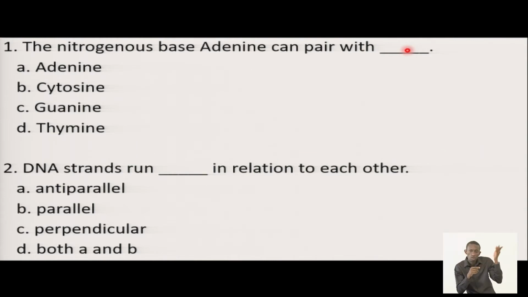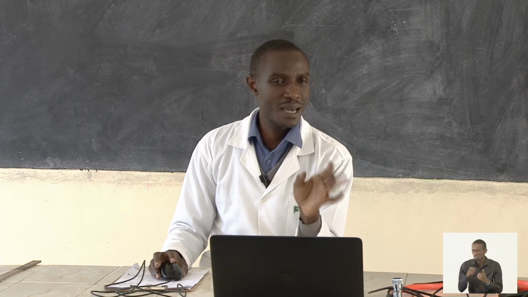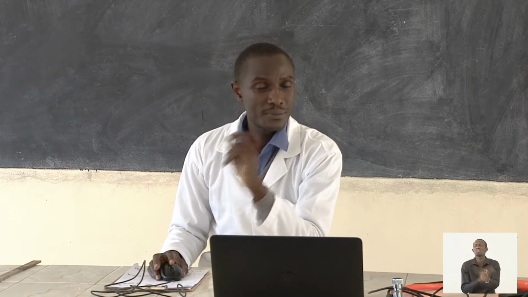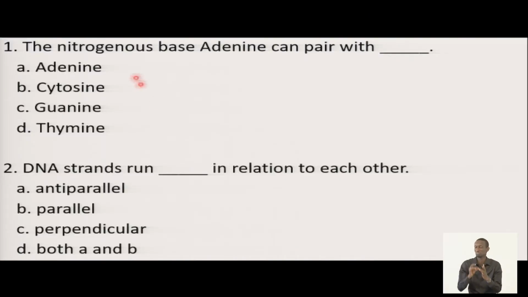Have you taken a snapshot of that? I think you have. And now we check out what we would expect. Nitrogenous bases, adenine can pair with what? So we need to think about complementary base pairing, A with T and G with C. So what will the answer be here? Remember, this is just guidance. You are the one doing the work. I'm only giving guidance on how to get the answer.